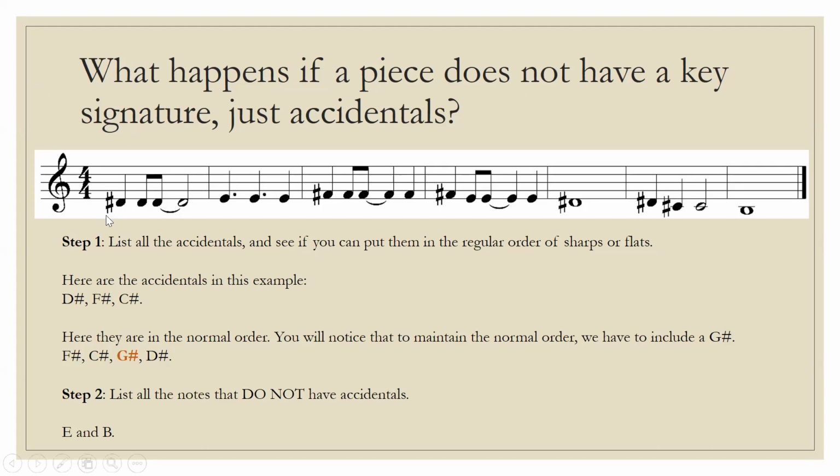So this is a D sharp. All of those notes are going to be D sharp. Okay, the E doesn't have an accidental. The F sharp here has accidentals. The F sharp has accidentals. The E we've already got, we've listed that. That's got an accidental, that's got an accidental, that's got an accidental, but this one doesn't. So the notes that don't have accidentals are E and B.